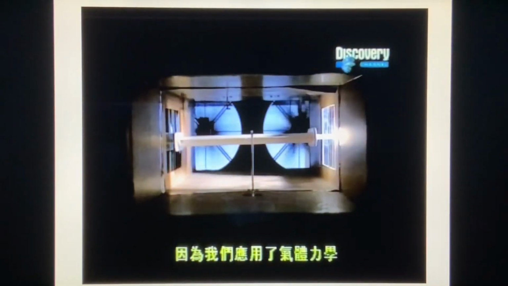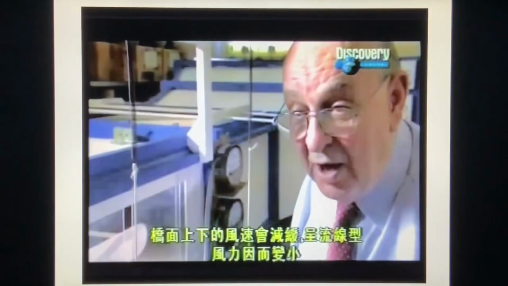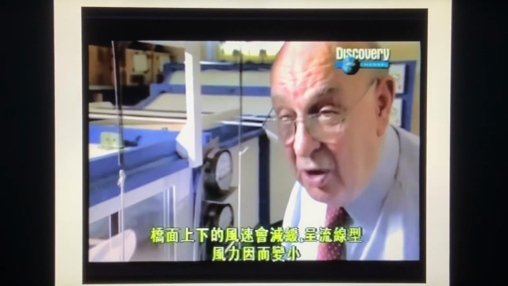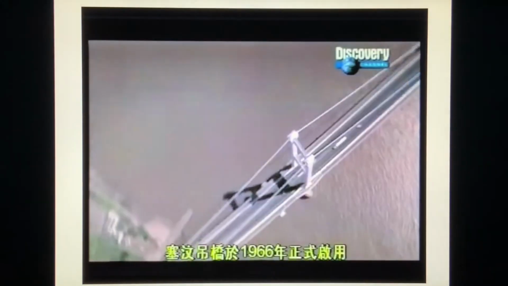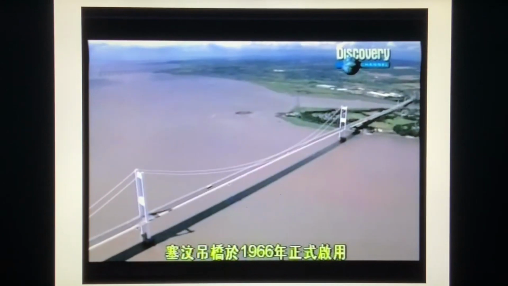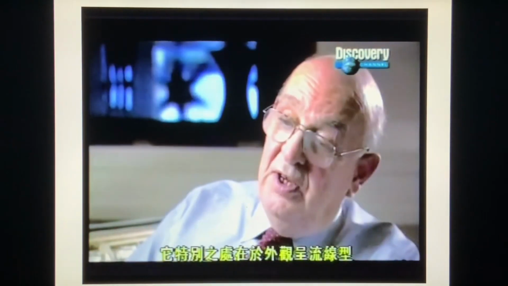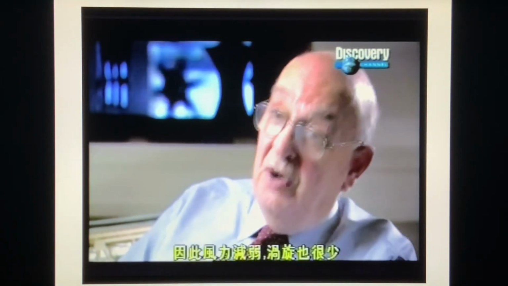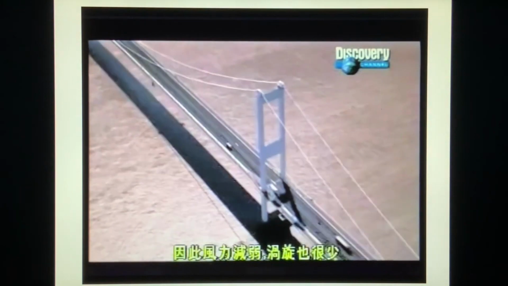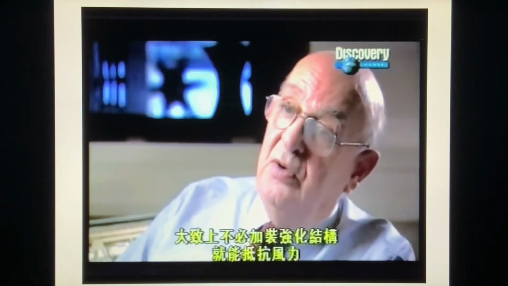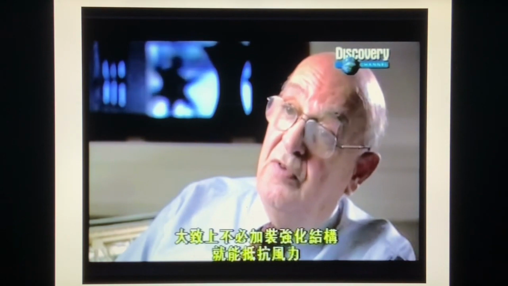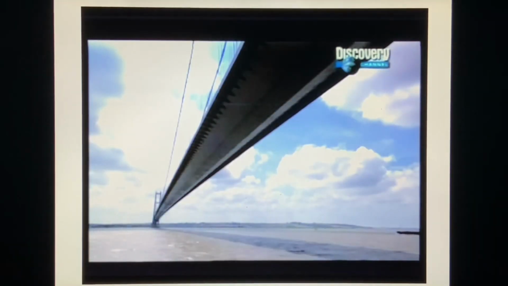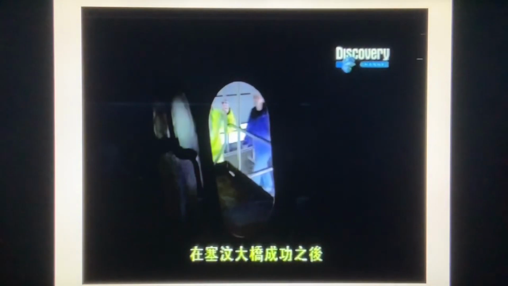This is because we have an aerodynamic section, the wind is flowing above and below it, streamlined, and the forces are low. The Severn suspension bridge was opened in 1966 and would lead the way in modern bridges. The magic is that it is streamlined, and therefore the wind forces are low, and there are very few vortices. So generally speaking, we don't need to add structural resistance to overcome the wind forces. After the success of the Severn, bridges around the world were built with aerodynamic decks, starting with the Humber.